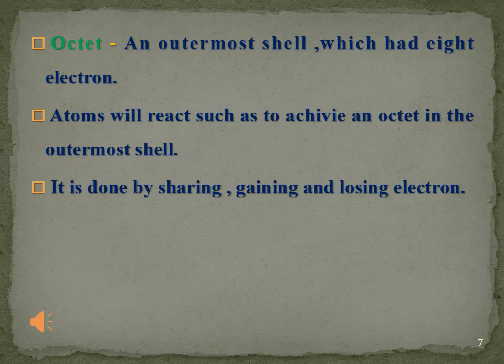So students, atoms will react in such a way as to achieve an octet in the outermost shell. So what is octet? Octet is a state in which the outermost shell has 8 electrons. This can be done by sharing, gaining or losing electrons, and the number of electrons gained, lost or shared can make the octet of electrons in the outermost shell.